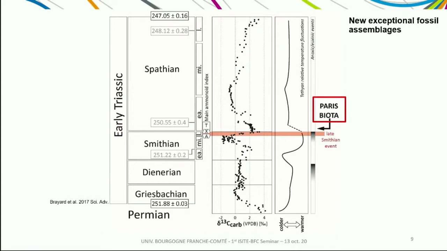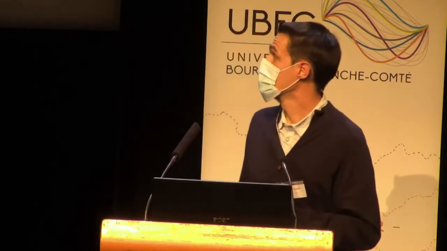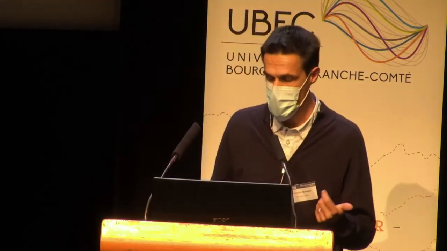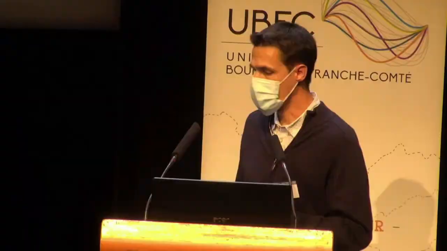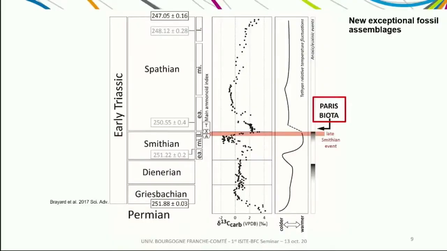All these new exceptional fossiliferous assemblages were grouped under the term Paris biota. And this Paris biota was highly unexpected for different reasons. The first one is that it occurs at a time and place expected to be very unfavorable for many groups. Indeed, it occurs immediately after the major Smithsonian boundary event. If you remember, an extinction event, which is almost comparable with the Permian-Triassic boundary event.